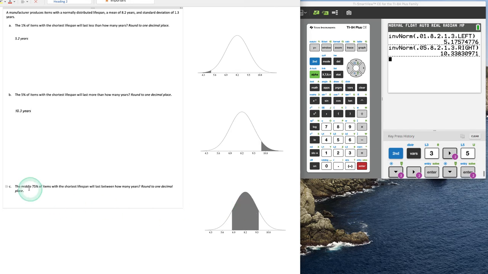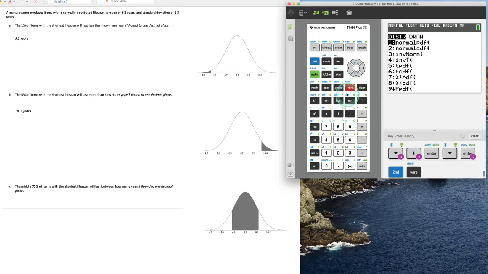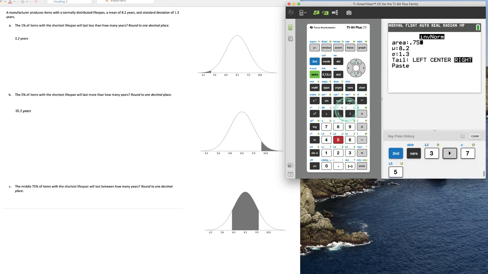Now, the last one says the middle 75% of items lie between how many years? So we are looking for this middle 75%. We could see that it's somewhere a little bit to the left of 6.9 years and a little bit to the right of 9.5 years. So in order to do the middle 75%, I can go ahead again and use the invNorm option in my calculator. And the area here I'm going to put as 75% or 0.75, mean and standard deviation stay the same, and now I can select center.